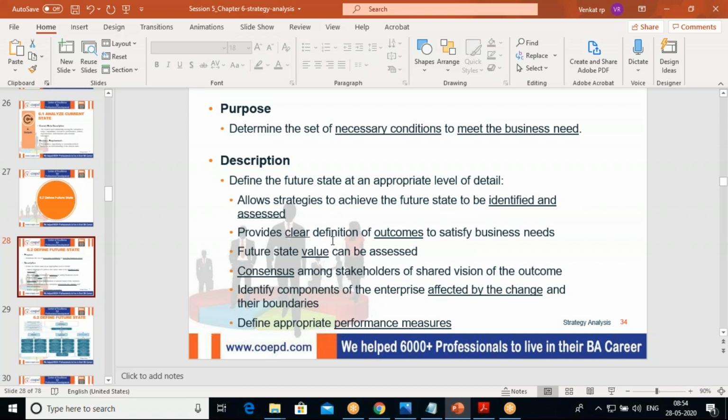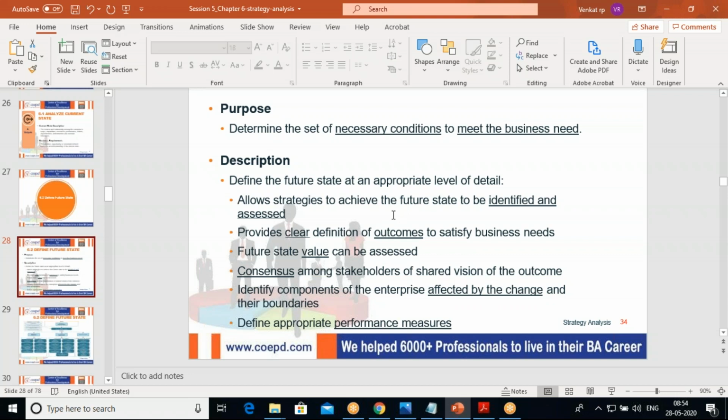It provides a clear definition of outcomes to satisfy the business needs. Future state value can be assessed. There is consensus among the stakeholders on the shared vision of the outcome. Identify the components of the enterprise affected by the change and their boundaries, and define appropriate performance measures.